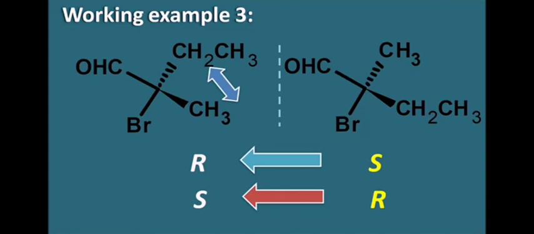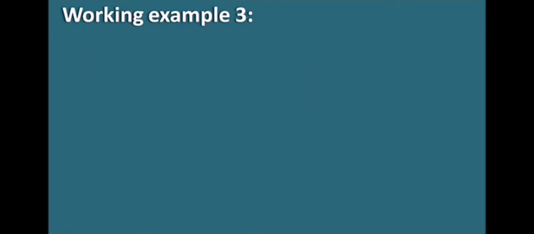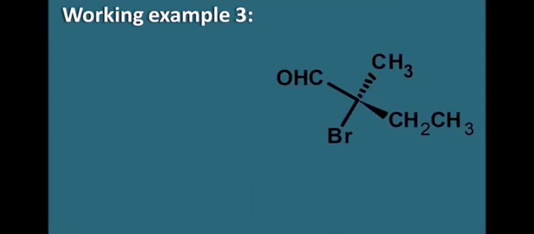In this way, we can go for a retro method such that we assign the R and S configuration to its mirror image, and if its mirror image is having the S configuration, the original compound will have R configuration. Or if it is having R configuration, the original compound will have S configuration. Now let us go with the mirror image of the given structure. Here we have already discussed the priority order. Bromine is the first, CHO is second, CH2CH3 is third, and CH3 is fourth. Now here the lowest priority group is on the dashed line, so we can continue with the R and S configuration.